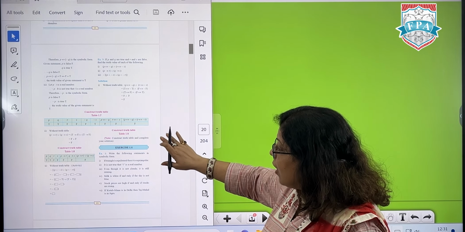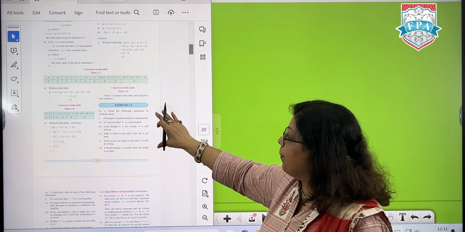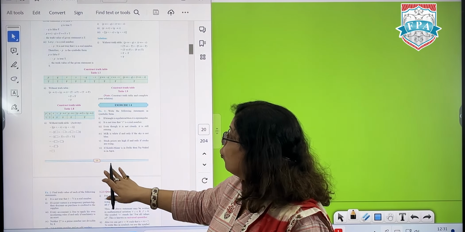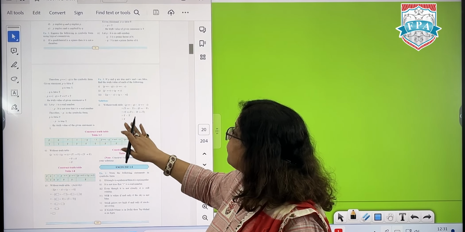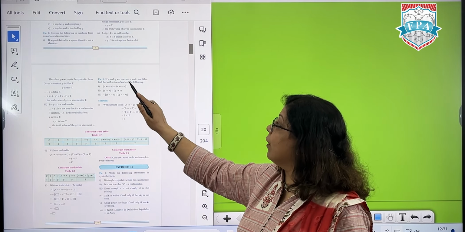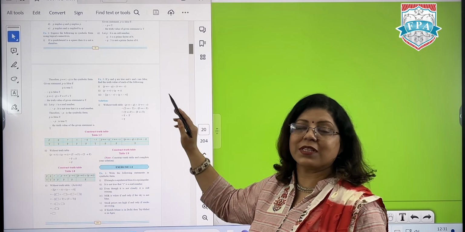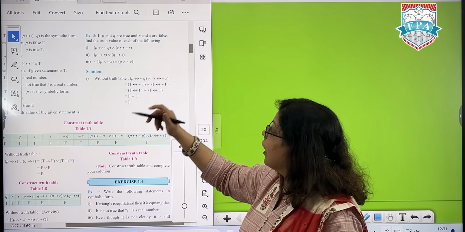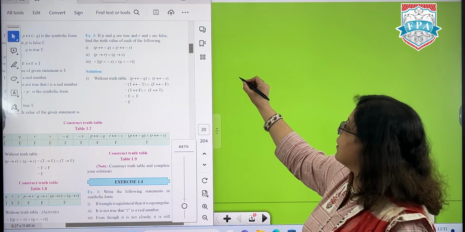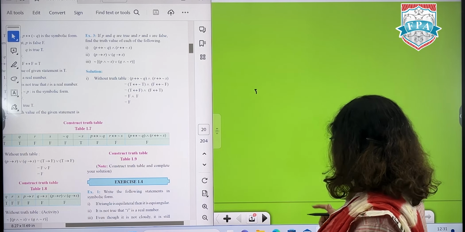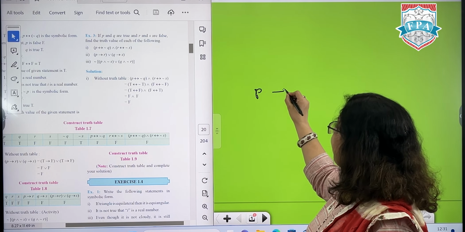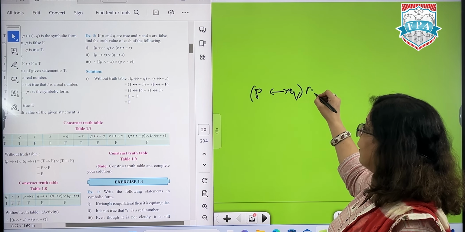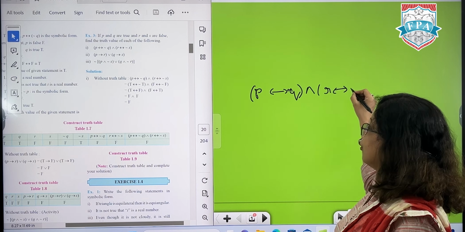Let's start. So सबसे पहले we are going to start with the basic truth value of the statement when certain values are given to you. So here, if P and Q are true and R and S are false, that will be given to you. Find the truth value of each of the following. Now the statement, when you see, it is P double implication Q, negation of Q, and R double implication negation of S.